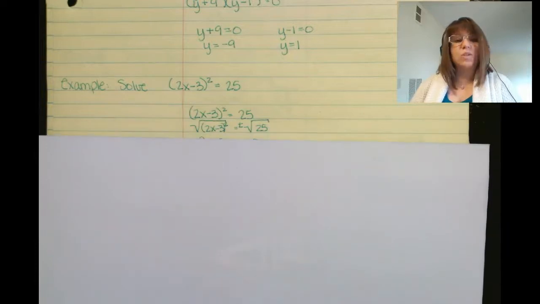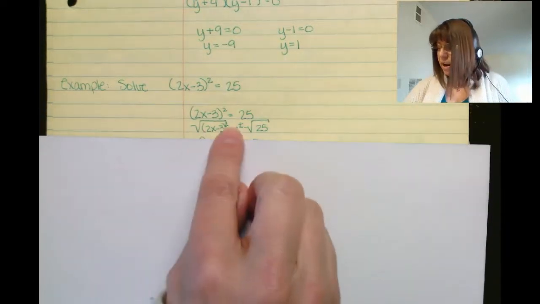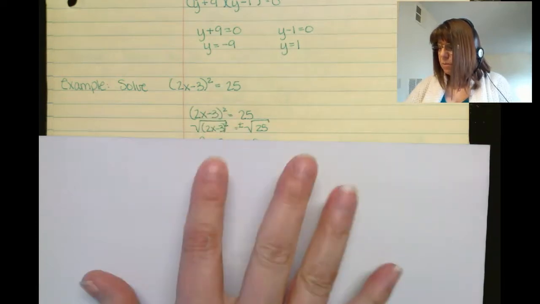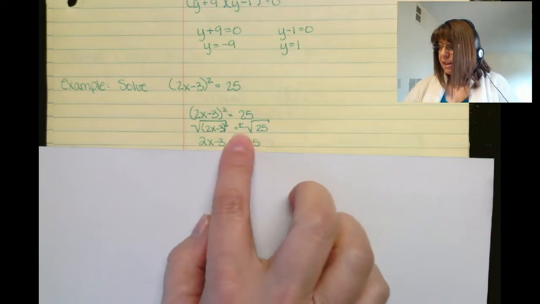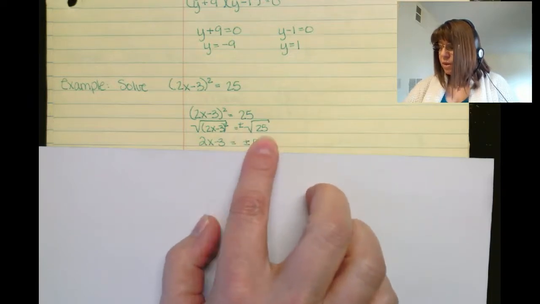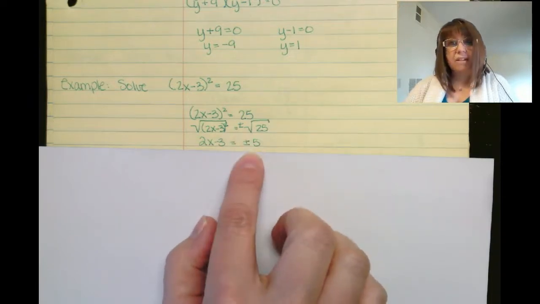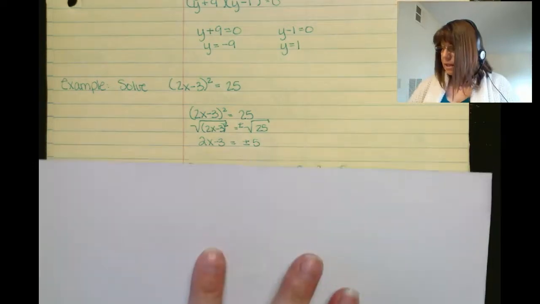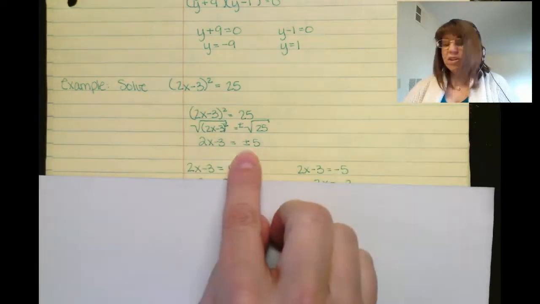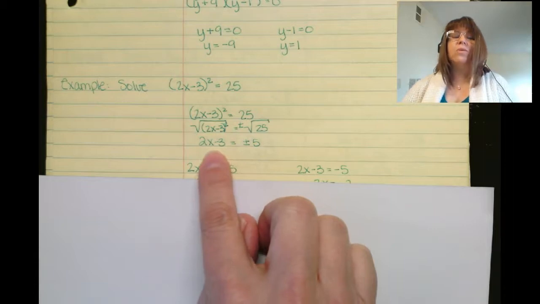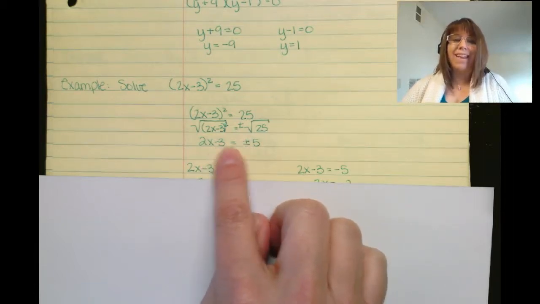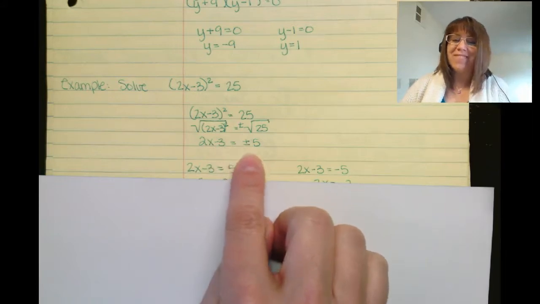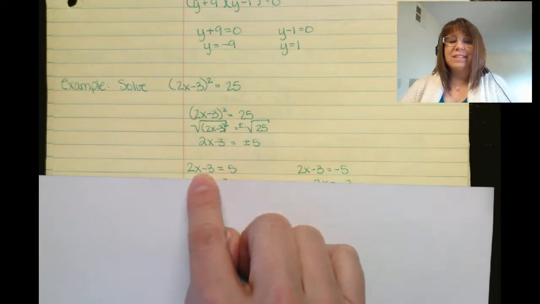I'm going to take the square root of both sides. When I take the square root of a square, it cancels it out, leaving me 2x minus 3. I get plus or minus the square root of 25, which gives me plus or minus 5. Set the 2x minus 3 equal to 5 as well as to negative 5. Sorry.